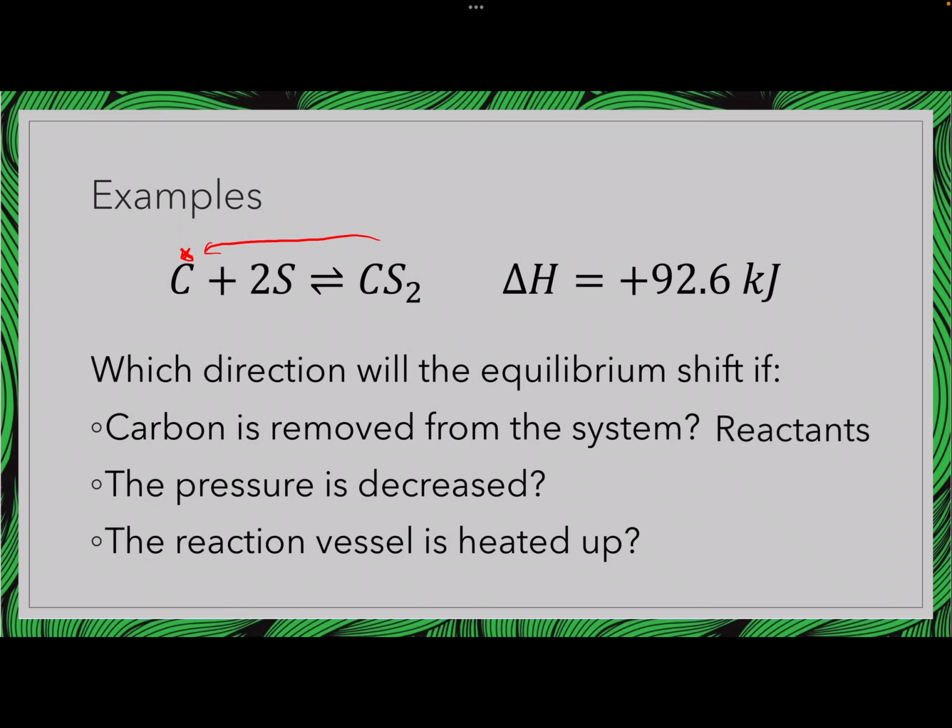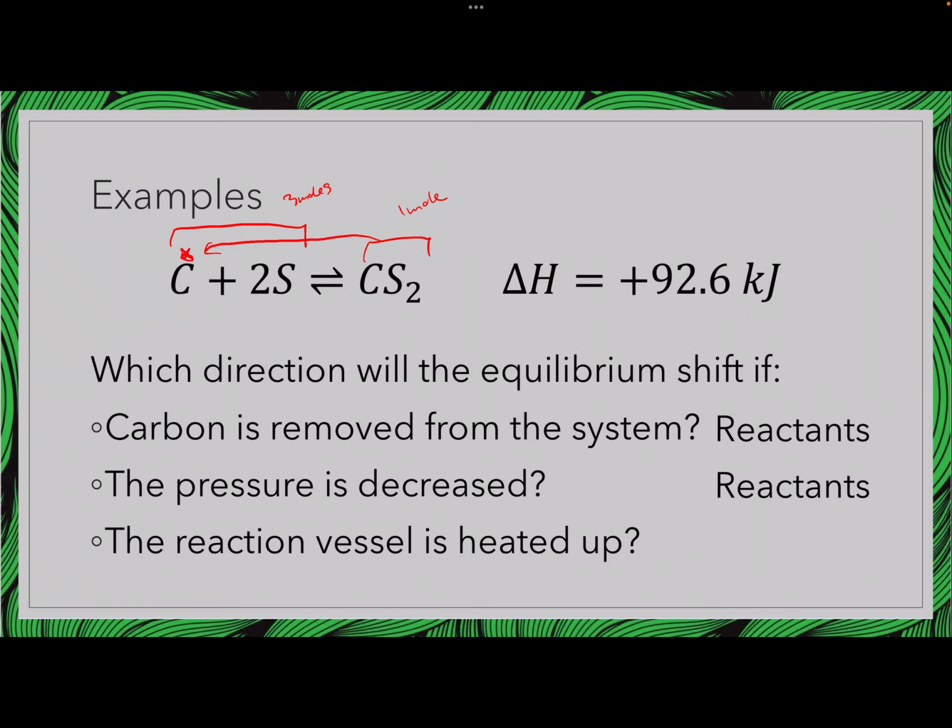If the pressure is decreased, so again, when we're dealing with pressure, we count up the moles. This side there's 3 moles. This side there's just 1 mole. And so if we decrease the pressure, it's going to want to increase the pressure, and it increases it by increasing the number of moles. So it's going to go towards the left-hand side, so our reactants.